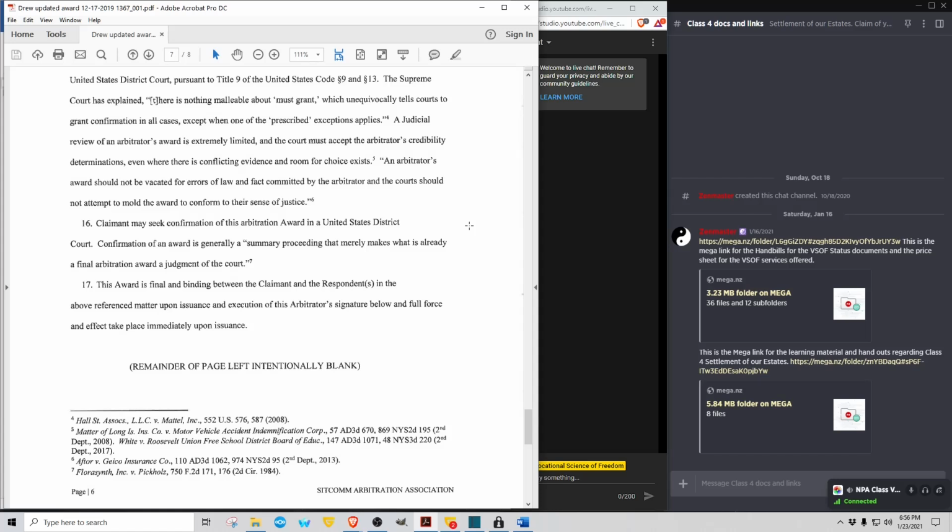A judicial review of an arbitrator's award is extremely limited, and the court must accept the arbitrator's credibility determination, even where there is conflicting evidence and room for choice exists. Meaning, even if it was kind of squirrely, if they don't do anything within 90 days, they're still bound to it anyway. An arbitrator's award should not be vacated for errors of law and fact committed by the arbitrator, and the courts should not attempt to mold the award to conform to their sense of justice. Arbitrators' awards are absolute, folks.